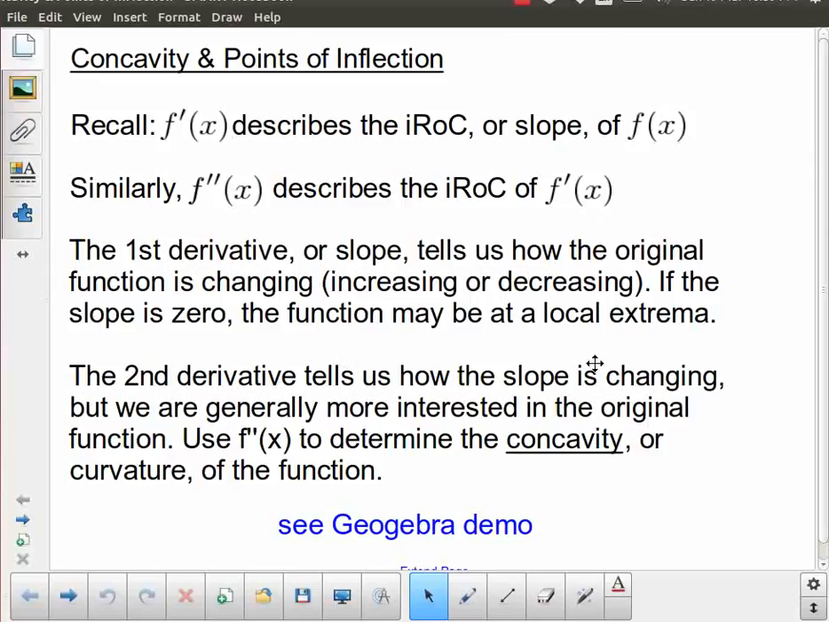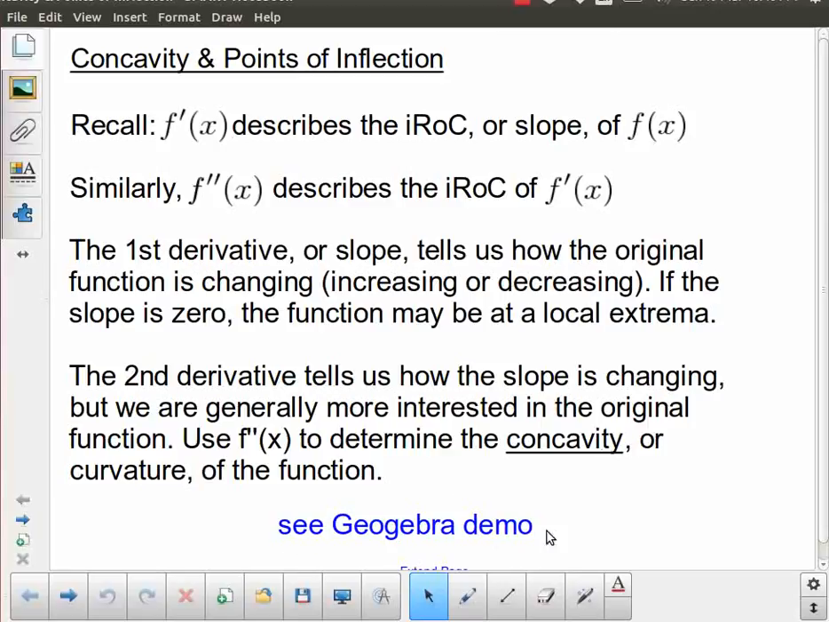The second derivative tells us how the slope is changing, but we don't really care so much about how the first derivative is changing, even though technically the second derivative describes the instantaneous rate of change of the first derivative. We want to relate that all the way back to the original function, f of x. And the way that ends up showing up is in a concept known as concavity, which you might also think of as curvature, but the technical term is concavity of the function. So we're going to use the second derivative to relate back to the original function in terms of concavity.